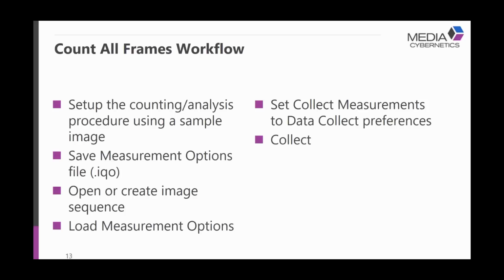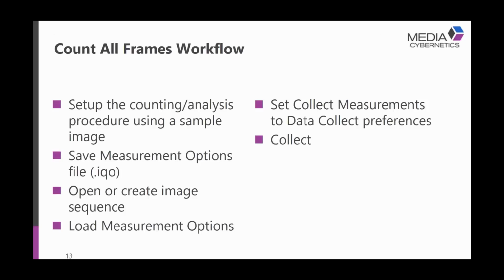It's a similar workflow to what you've been doing all along within Image Pro. You have a sample image that you're going to count. You set up the counting routine, the analysis procedure. I'm going to just do a simple count size today, counting the number of particles, in this case droplets. Once you've done that, save your measurement options file and how you want to count your sample.